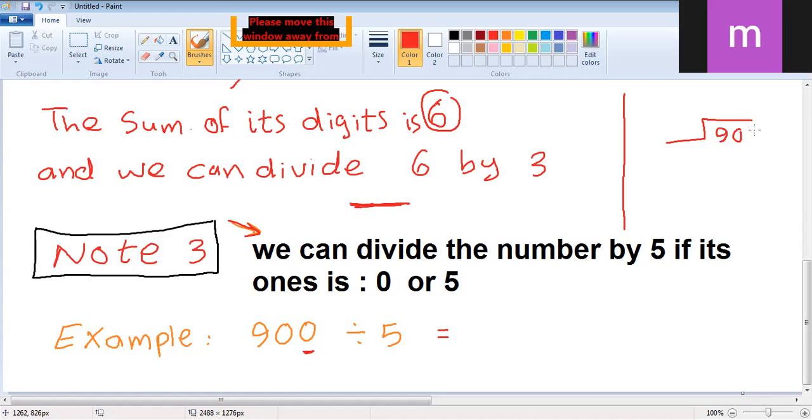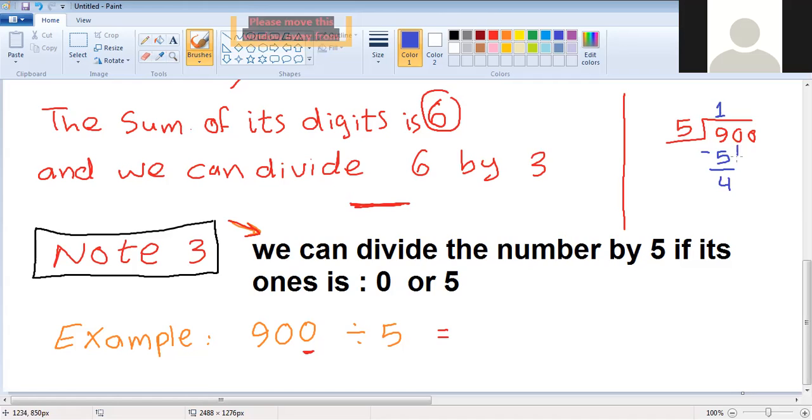900 divided by 5. Okay, so we're going to take the 9, because 9 divided by 5 is 1. Now 1 multiplied by 5 is 5. We subtract, and we put the 4 down.